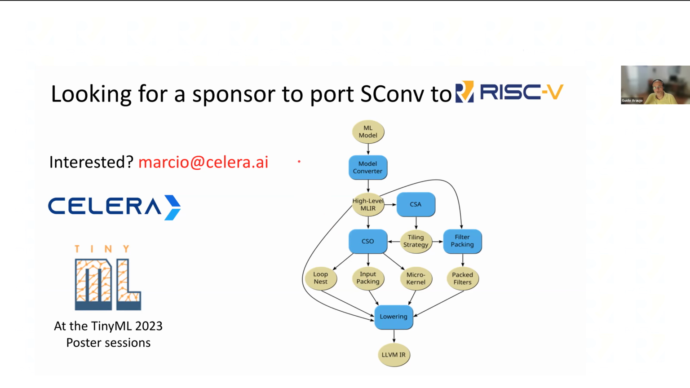I mean, you can design a microkernel fast, embed it into the BLAS, and do Img2col, and get a baseline for your design really fast, right? But the nice thing about SConv is that that same microkernel embedded into the BLAS, you can put behind the intrinsic and use it in the compiler flow with SConv. So there is some exploration there. There's a lot of work to do, and actually Celera is looking for a sponsor to do support.